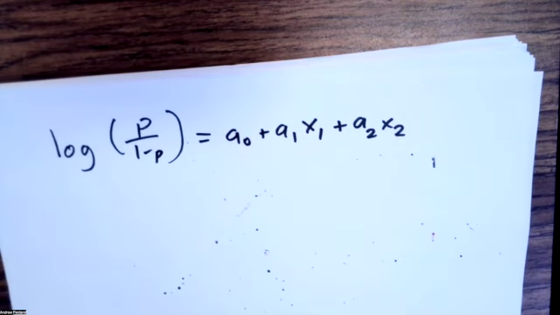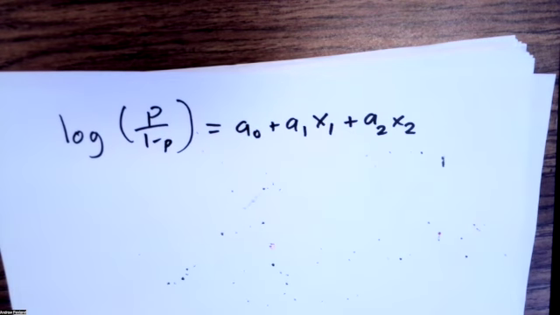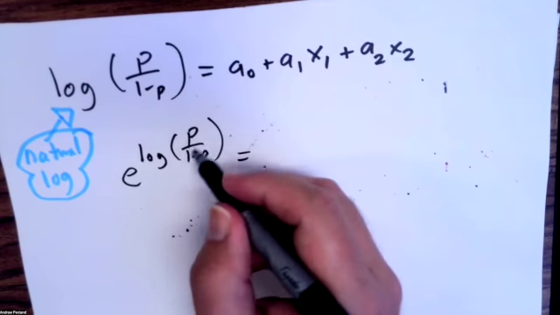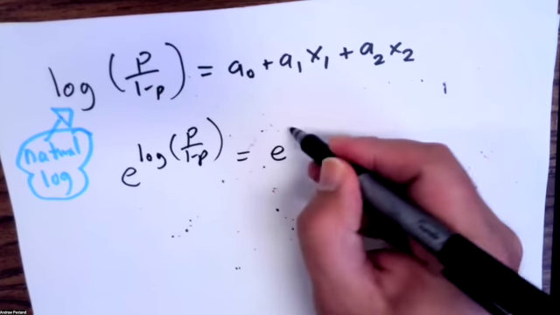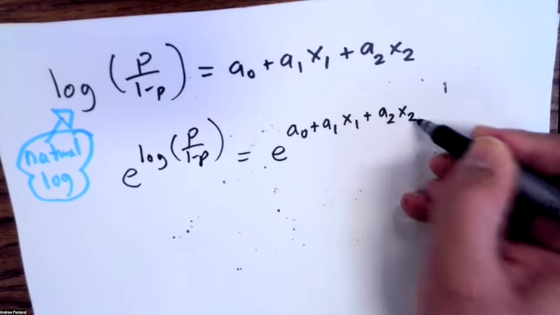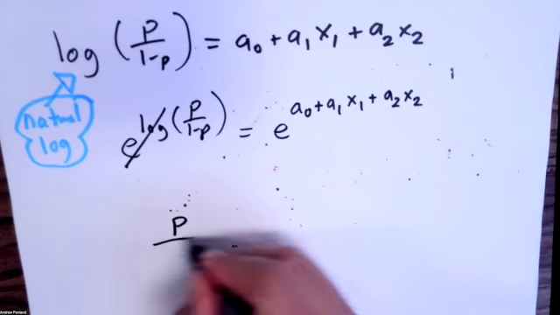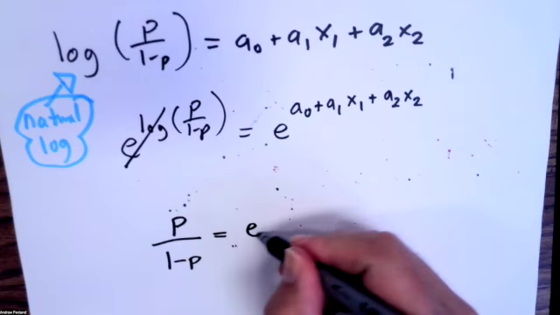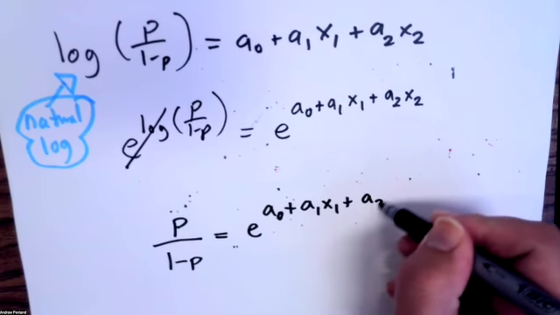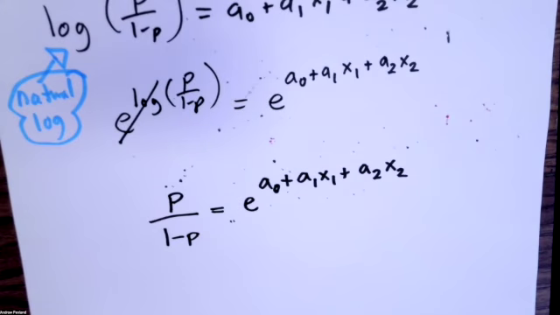When a mathematician says log, they mean natural log. Log without a base, for the rest of your life unless you're an engineer, is log base e. All right, so I can cancel this by raising e to both sides: P over 1 minus P is equal to e to the a0 plus a1 x1 plus a2 x2. Yeah, this is not the most fun thing I've ever done, but it's all right.